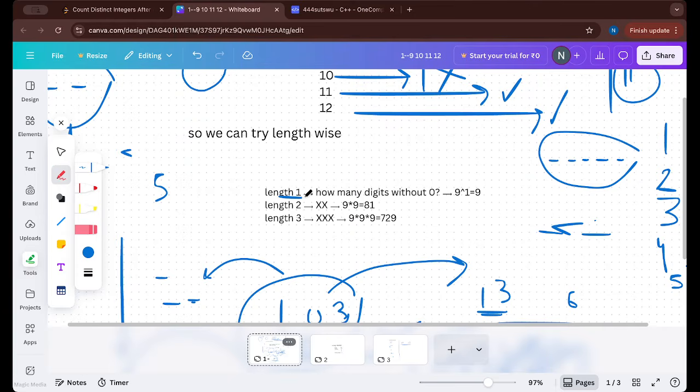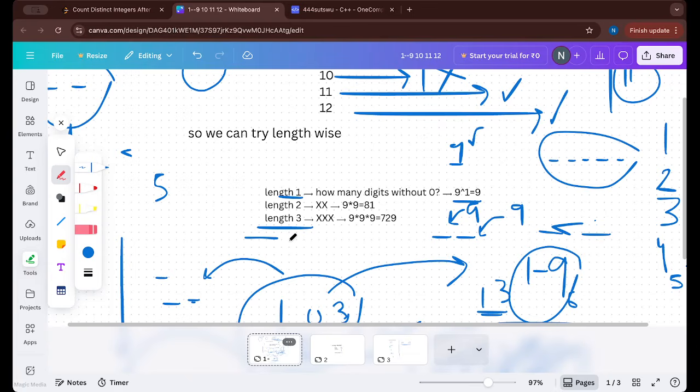So for length 1, what is the answer? It is simply 9, because we only have 1 digit to select. We don't need 0, so simply 9. And now coming to length 2. How many numbers of length 2 have no zeros in them? Here the choice is 9, and here also the choice is 9, because we don't want 0 anywhere. We only have options from 1 to 9. And how many digits can we keep? We have 2, so it is simply 9 into 9. And coming to 3, it is the same. We have 3 places, and anywhere we need not keep 0. So now 9 into 9 into 9, which is 729. So in this way, given a length, we get the answer without zeros.